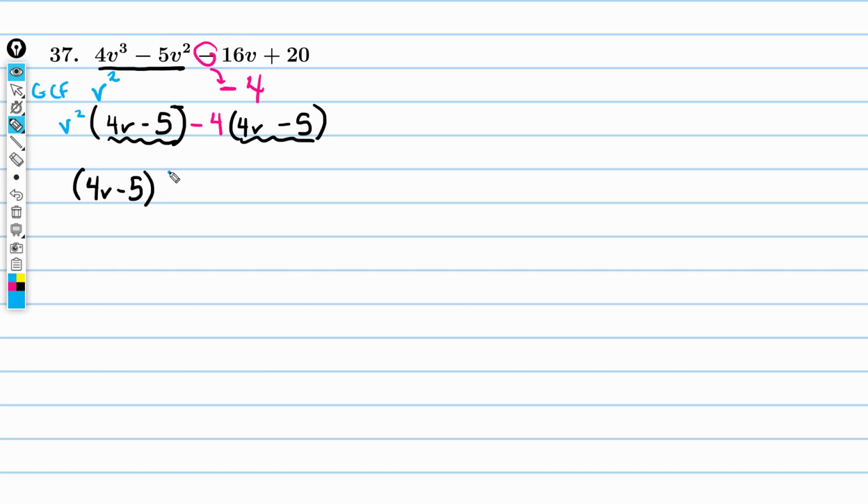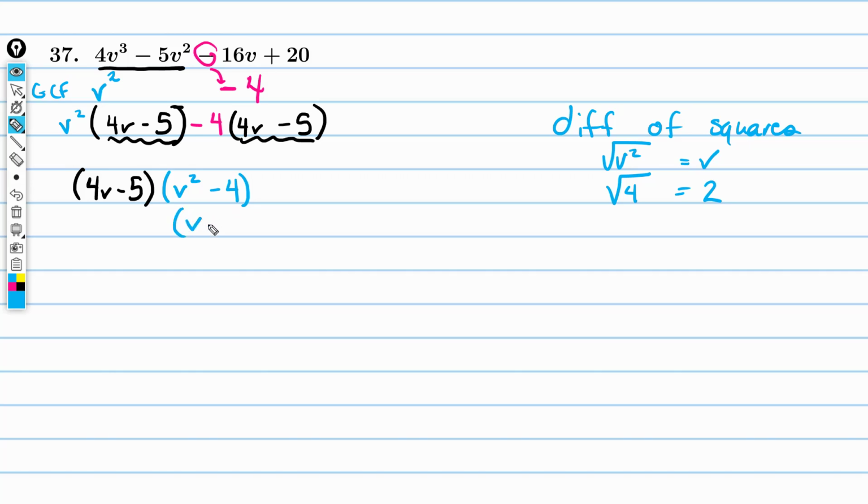And we're going to create a second problem. v squared minus 4. So I have a minus, so it could be a difference of squares. Can I take the square root of v squared? Can I take the square root of 4? So I have v minus 2, or v plus 2, v minus 2. It really doesn't matter the order you put them, but don't forget to write down your original problem.